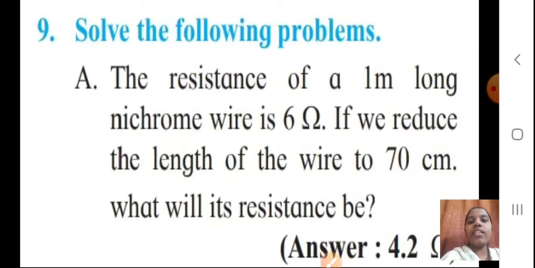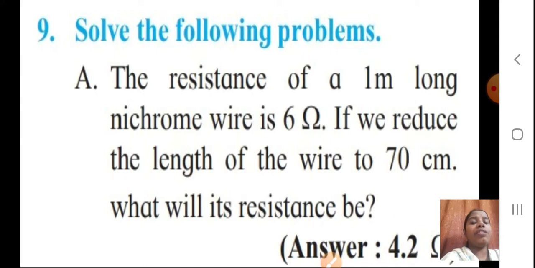So question number 9, it is from your textbook. Solve the following problems. All 3 sums you are going to solve in your science notebook. If you wish, you can solve the solved examples also for practice. Now the A sum. The resistance of a 1 meter long nichrome wire is 6 ohm. If we reduce the length of the wire to 70 centimeter, what will be its resistance? That we have to calculate. I hope you have understood this simple sum.